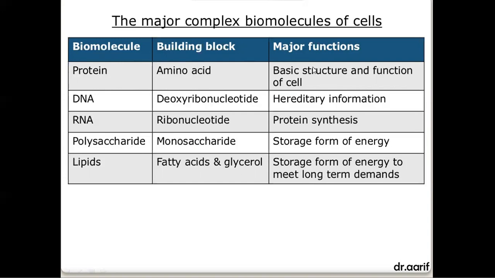The protein is useful for the structure and function of the cell. DNA is useful for hereditary information, which carries the genetic information. RNA has ribonucleotides as building blocks and is useful for protein synthesis. Polysaccharides have monosaccharides as building blocks and are useful for the storage of energy. And lipids have fatty acids and glycerol as building blocks and are useful for energy for the long-term demands in the body.